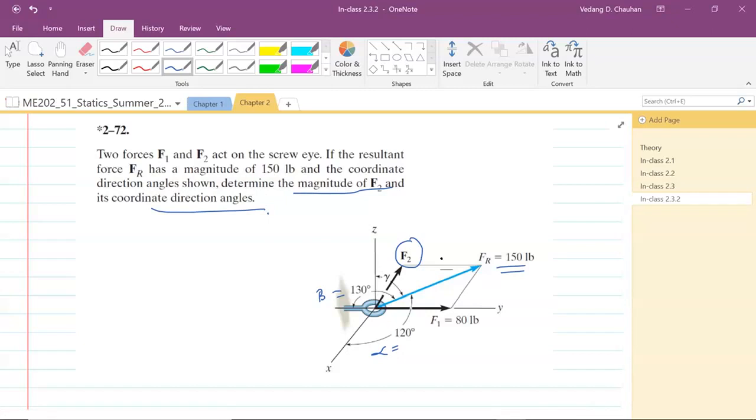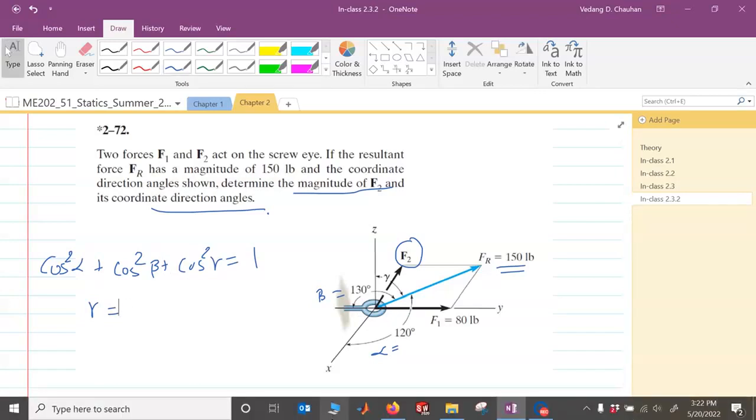Okay, so let's work on this problem. First thing we need to do is calculate the value of gamma. Now, how do we find gamma? We have studied this equation that cosine square alpha plus cosine square beta plus cosine square gamma is always 1. Now we know the values of alpha and beta, so we can substitute them into this equation and calculate the value of gamma. I give you time to calculate this, and then you can compare your answer with my answer.